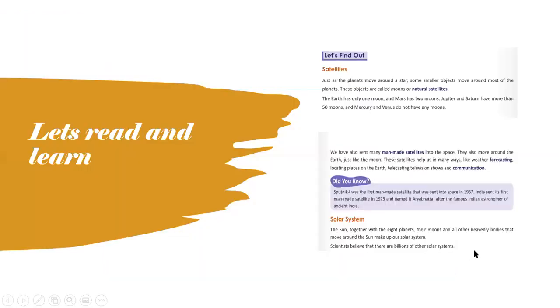Now that we have understood the uses of satellites, what are satellites and how are they made? So let's read and learn some more here. Let's find out. Satellites. Just as the planets move around a star, some smaller objects move around most of the planets. These objects are called moons or natural satellites. The Earth has only one moon, and Mars has two moons. Jupiter and Saturn have more than 50 moons, and Mercury and Venus do not have any moons.